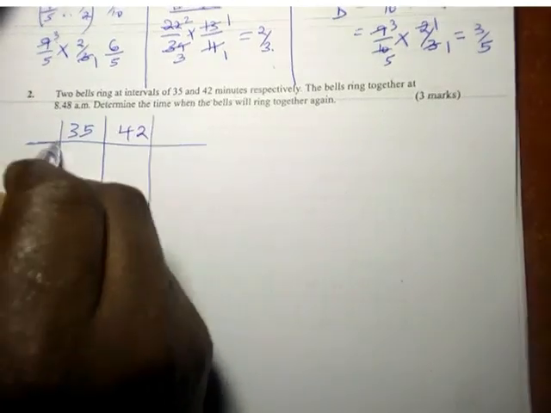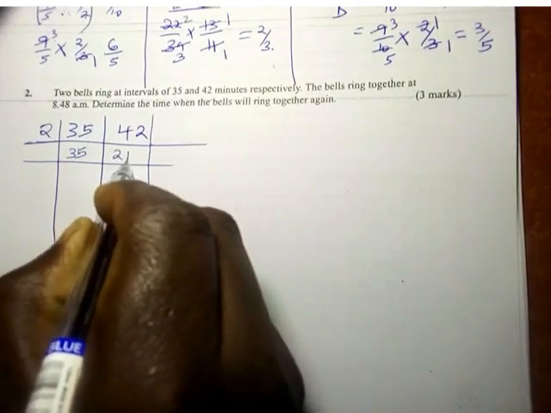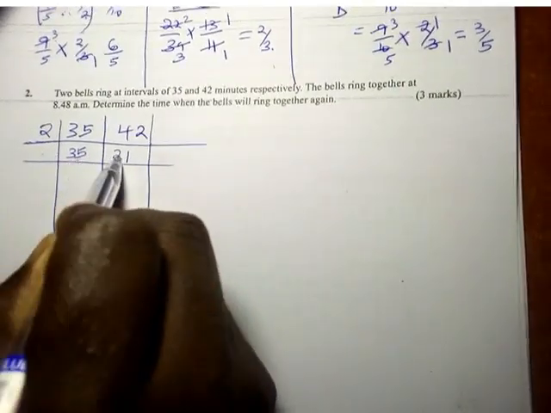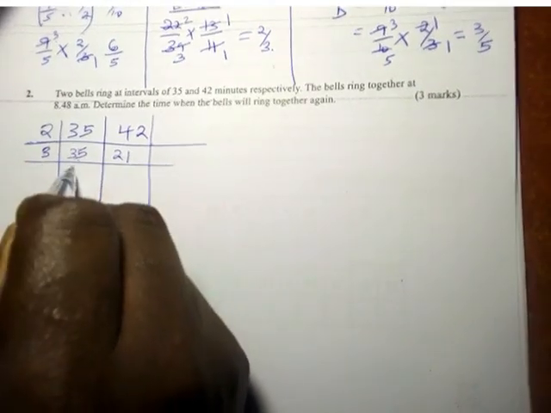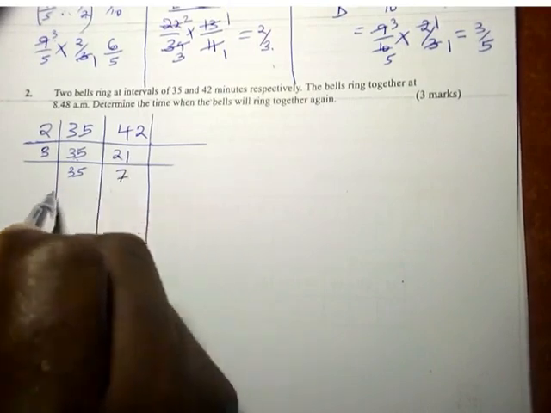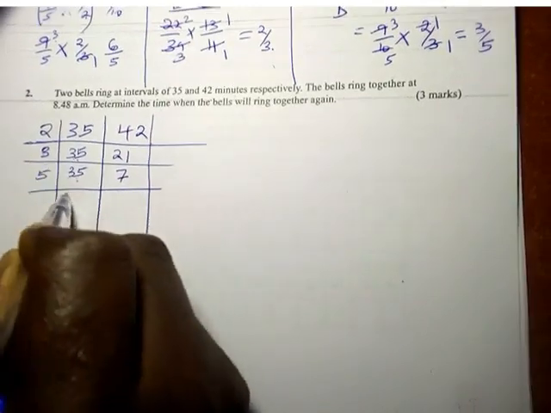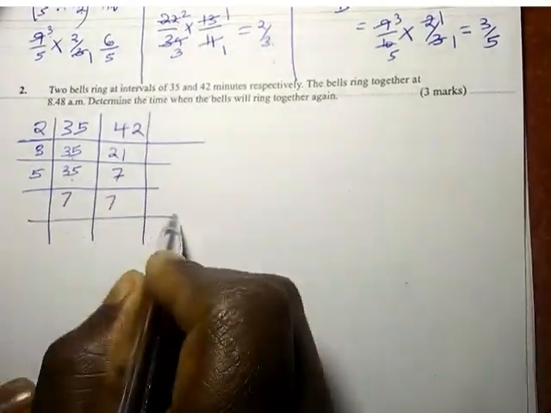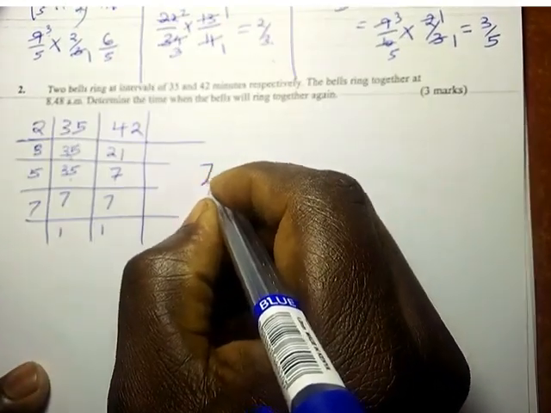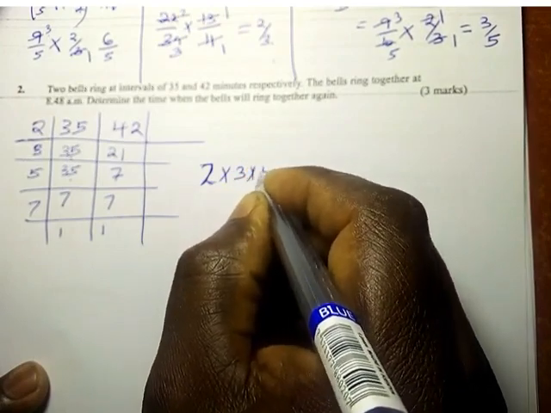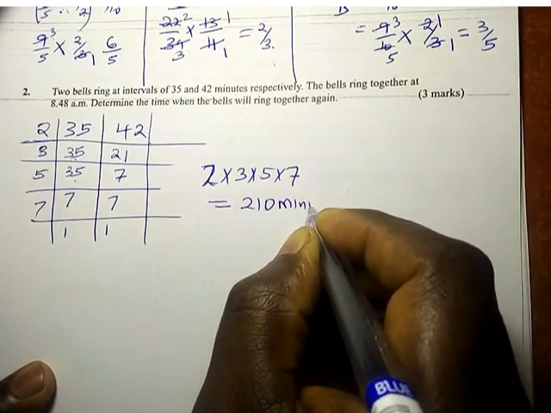So we start with the least prime number, which is 2. It goes here, we get 21. Then 2 again goes here, so we are done with this and we come to 3. 3 goes here, and into 35 it doesn't go, but it goes into 21 7 times. The next number is 5. 5 goes here, so 5. Here it is 7, 7. And then 7, 1, 1. Now we have 2 times 3 times 5 times 7. This gives us 210 minutes.